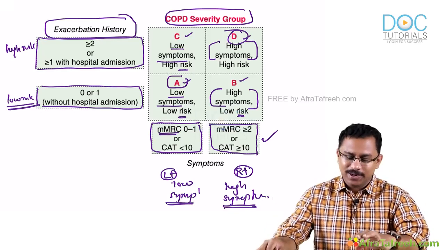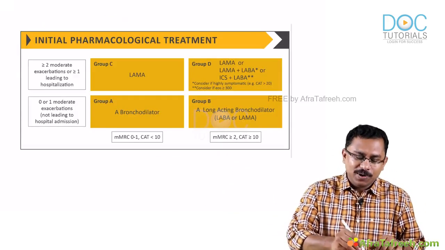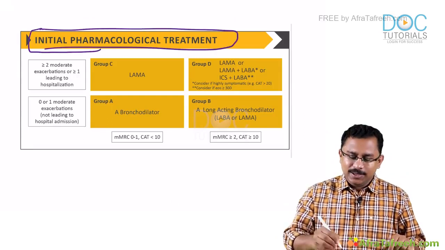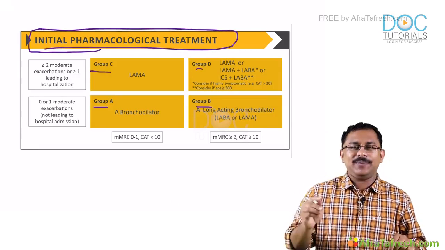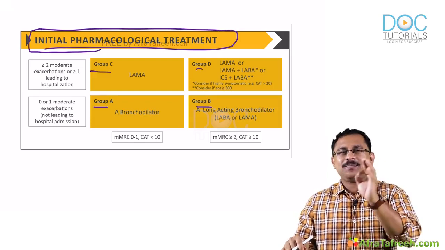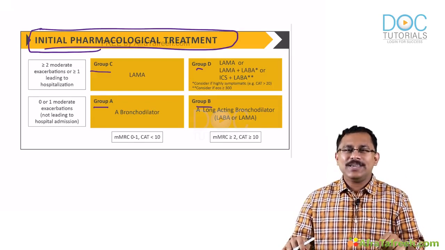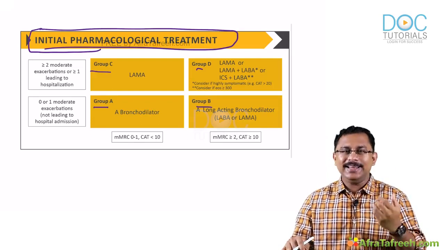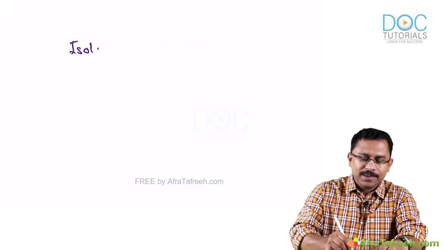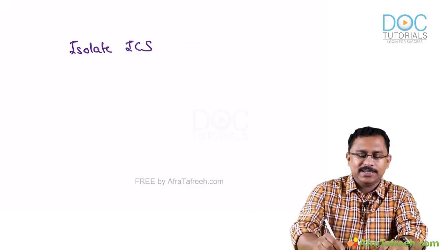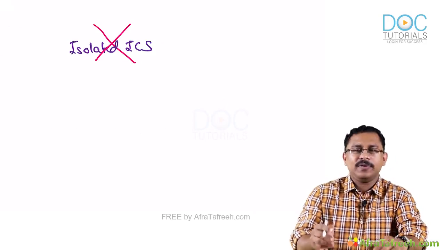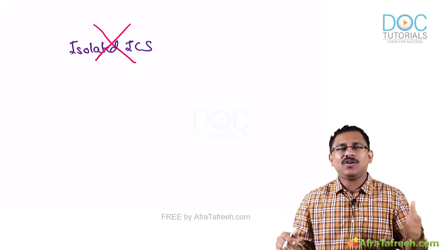Now let's come to the GOLD guidelines on the pharmacological treatment. How are you going to treat? You see there is a group A, group B, group C, group D. First of all, let me tell you one of the major changes in COPD as per the GOLD guideline is that they said that isolated use of inhaled corticosteroids is not that advised. That is, repeatedly using inhaled corticosteroids.